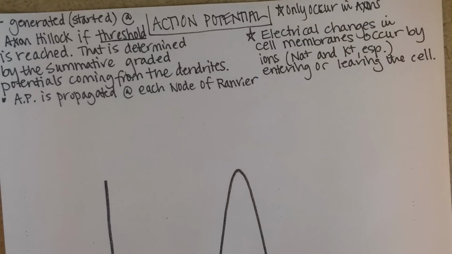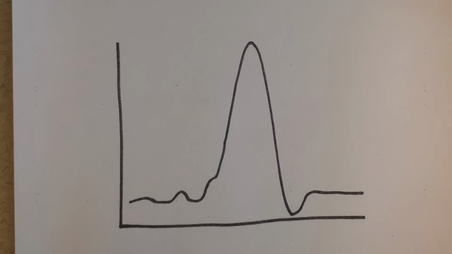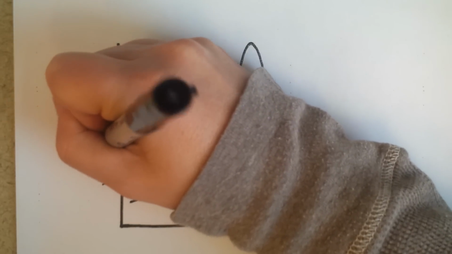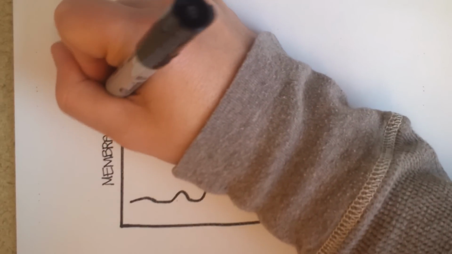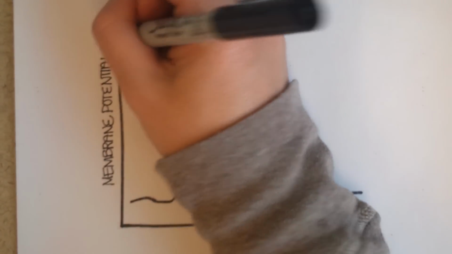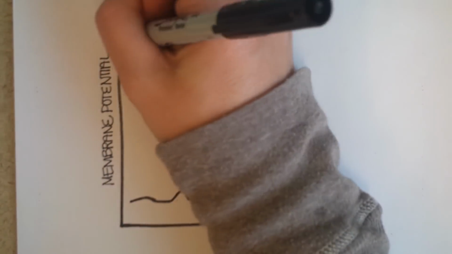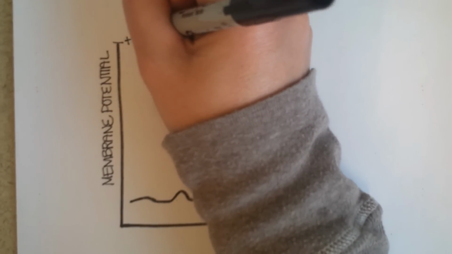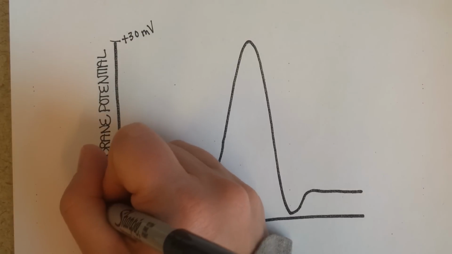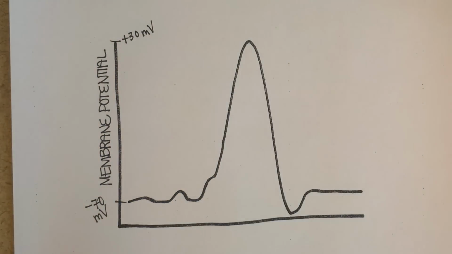So let's go ahead and look at the parts of one action potential. On the y-axis, you can write membrane potential. And the tip top that matches with the top of the action potential is going to be about plus 30 millivolts. And then the bottom that matches up with the resting potential, like the way the cell is when it's not firing an action potential, that's going to be about minus 70 millivolts.